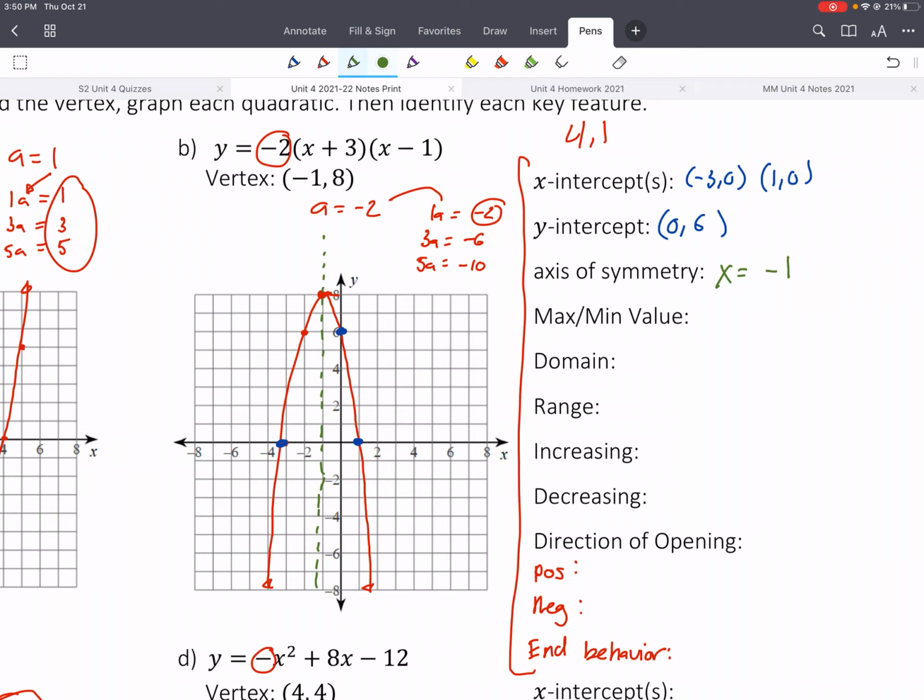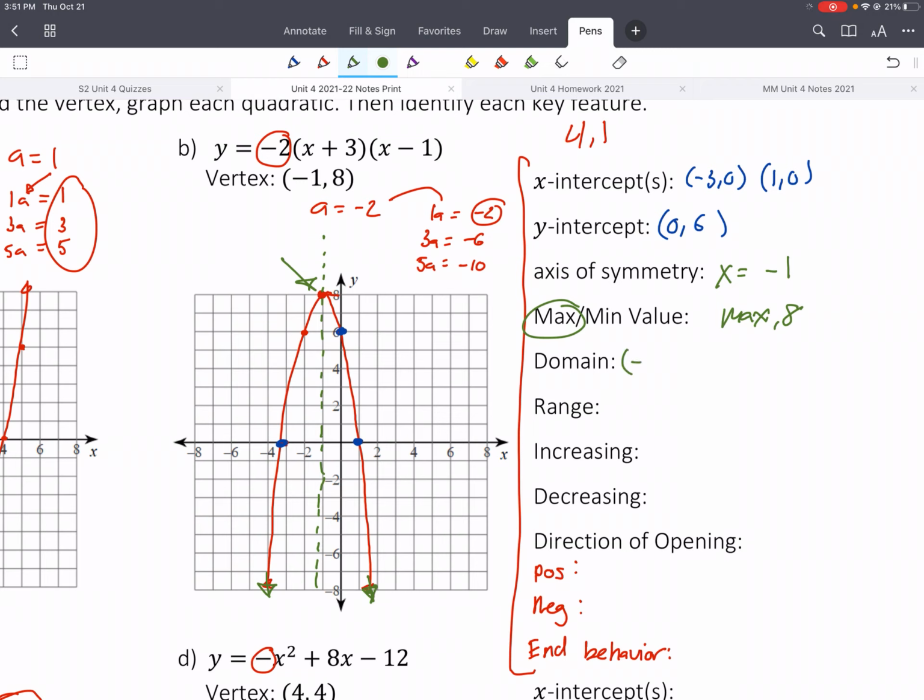Do we have a max or a min? Well, here we have our max right here, a value of 8. That's how high it goes. Again, why we don't do a minimum is because these arrows keep going forever, which means that it never reaches a minimum. Okay.